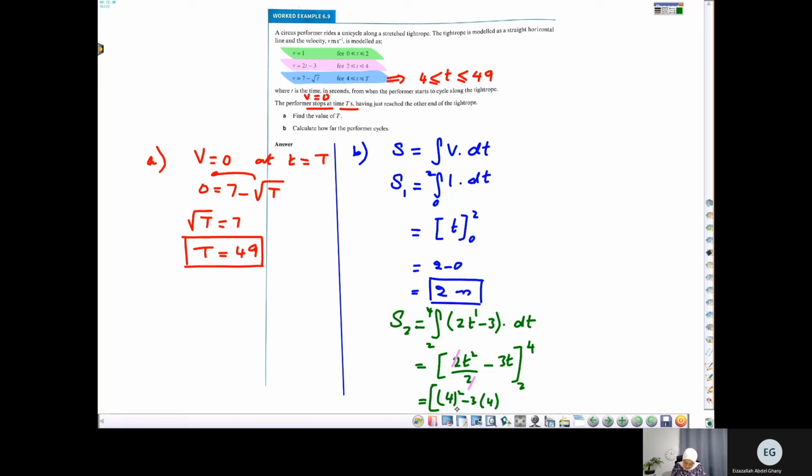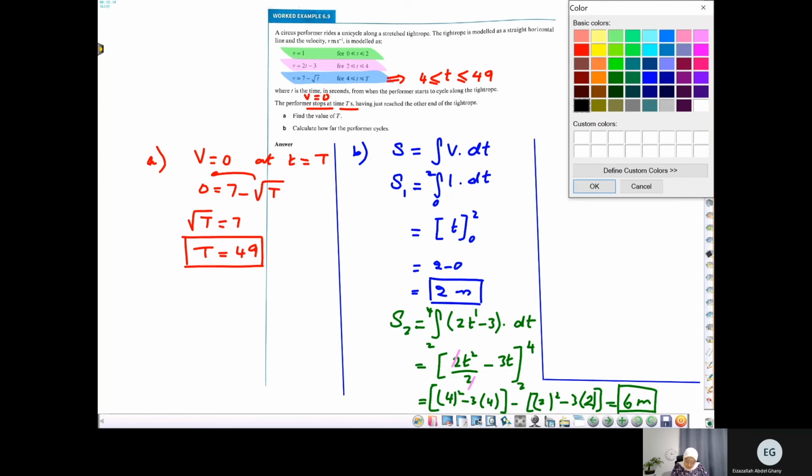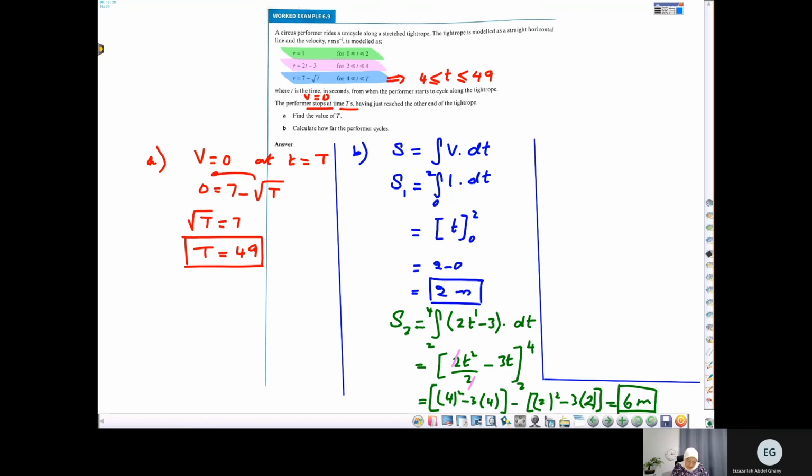This is the first brackets. The second brackets will be 2 squared minus 3 times 2, and it will be 6. Then the third stage, in which we will use the limits from 4 to 49. So now S3 is equal to integral of 7 minus square root of t.